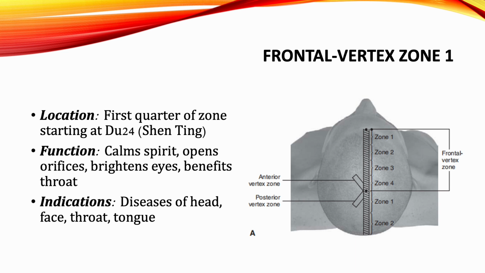Frontal vertex zone 1. Location: the first quarter of the zone starting at Du 24. Functions: calms the spirit, opens the orifices, brightens the eyes, and benefits the throat. Indications: used to treat diseases of the head, face, throat, and tongue.